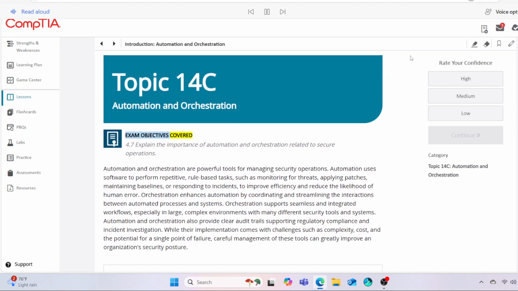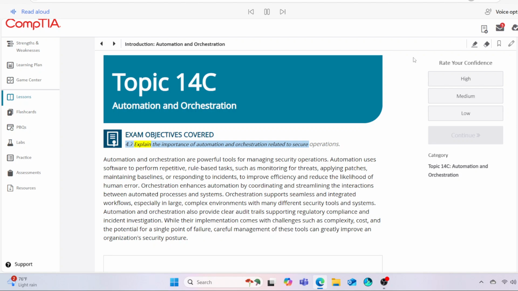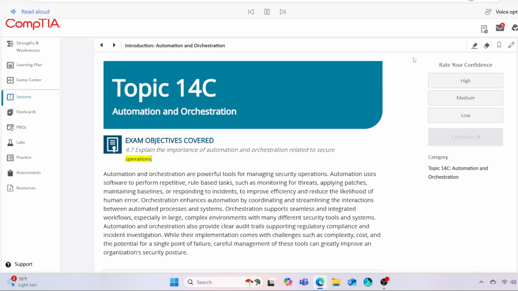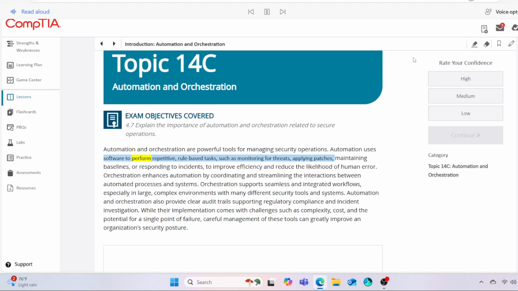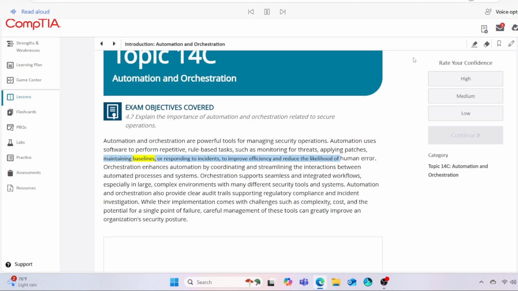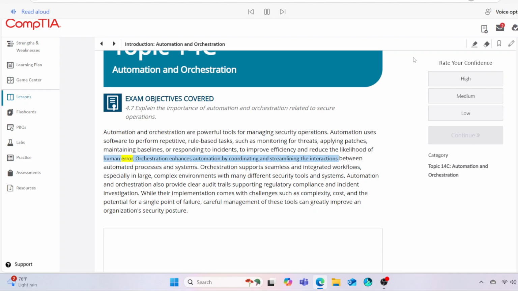Exam objectives covered. 4.7 Explain the importance of automation and orchestration related to secure operations. Automation and orchestration are powerful tools for managing security operations. Automation uses software to perform repetitive, rule-based tasks such as monitoring for threats, applying patches, maintaining baselines, or responding to incidents to improve efficiency and reduce the likelihood of human error.